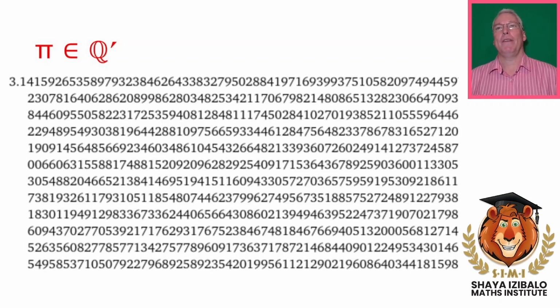So what we've written down for you here are just the first few digits of pi. You might say, well, there's thousands of digits there. Yes, there are, but pi never ends and never repeats. So we could never write down all the digits.